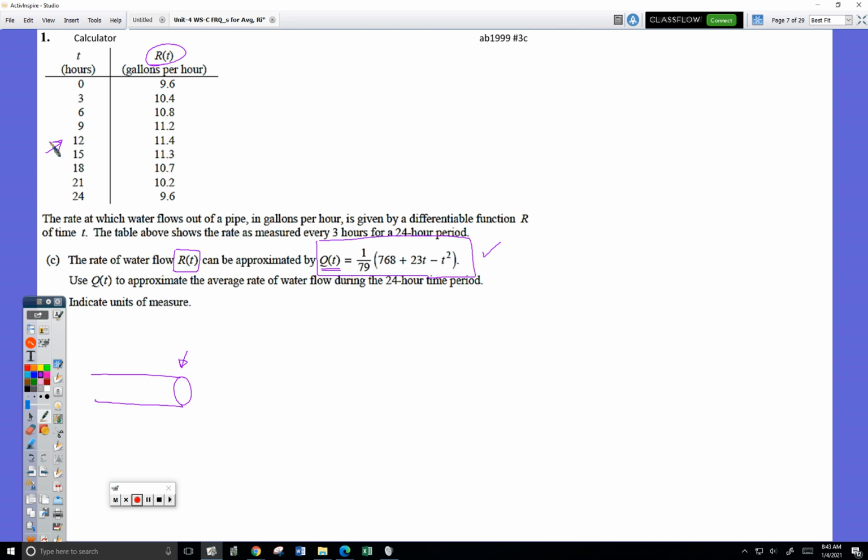They said use Q to approximate the average rate of water flow. So they're asking us to find the average of Q this time. So back to that idea of there's a reason why we need to perform an integral. There's a method of computation to compute the integral. So the why now is we want to find the average of Q. So we have to write down 1 over the time period, 24 minus 0, and we're averaging Q.